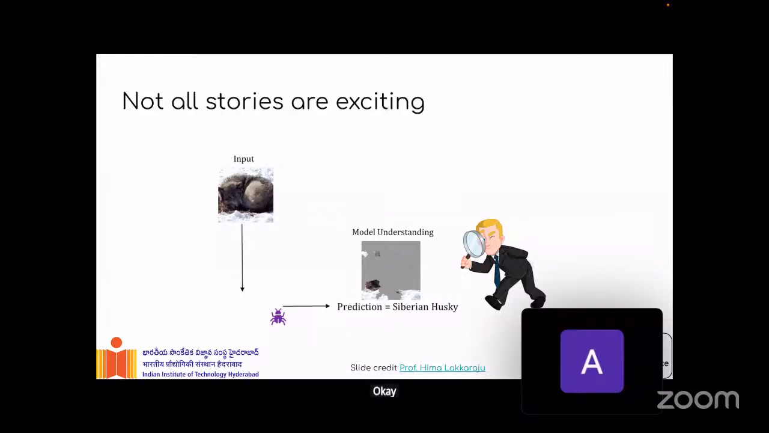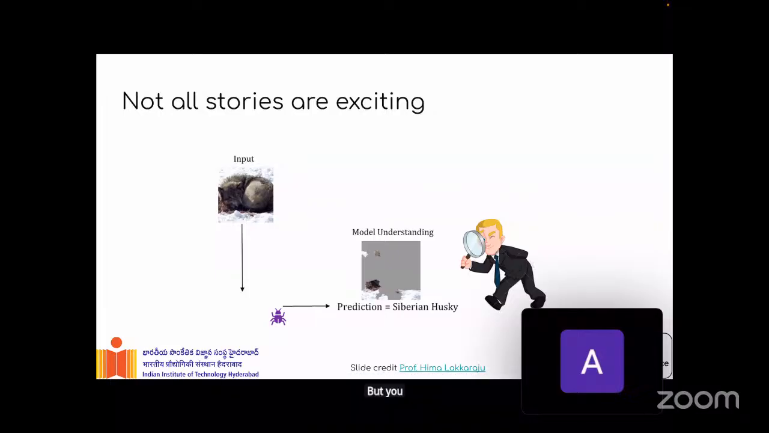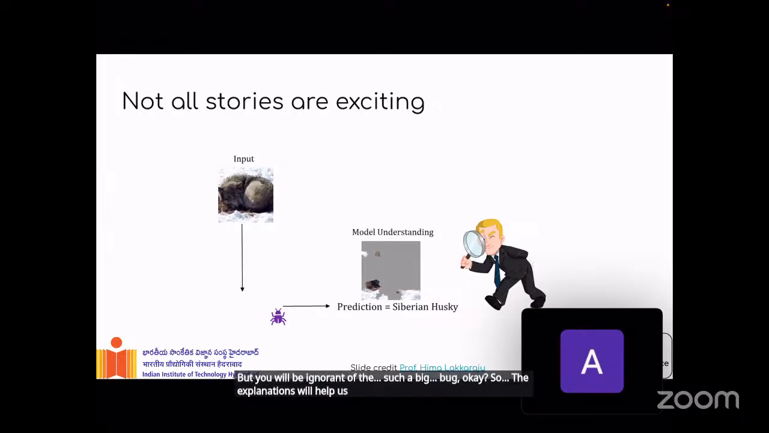Okay, so it is a bug. How did we find out? Because we asked for an explanation. If you don't ask for an explanation, you feel it is doing 100% accurately on the validation set, and you will be happy. But you will be ignorant of such a big bug. Okay, so the explanations will help us find if there are any bugs in the model. Now, how do you go about correcting the model?